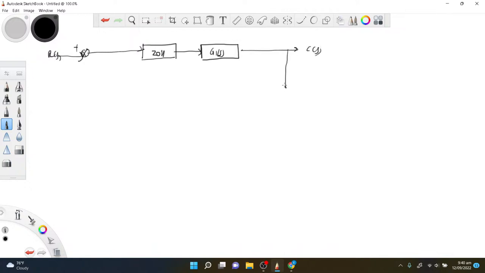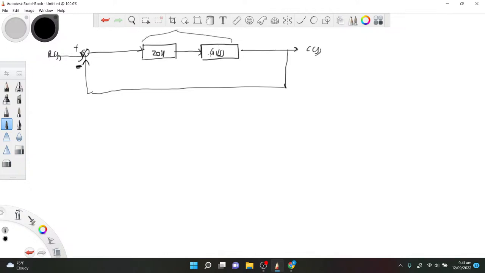C of S. Let's say this is a unity feedback system. So this is our block diagram, right? From this block diagram, there is some transfer function, let's say C of Z. So the transfer function for this block diagram here.